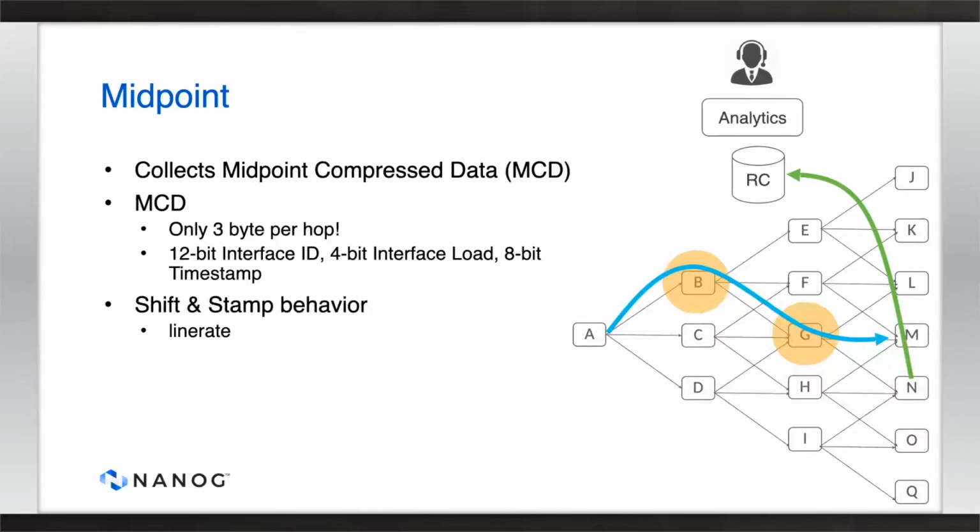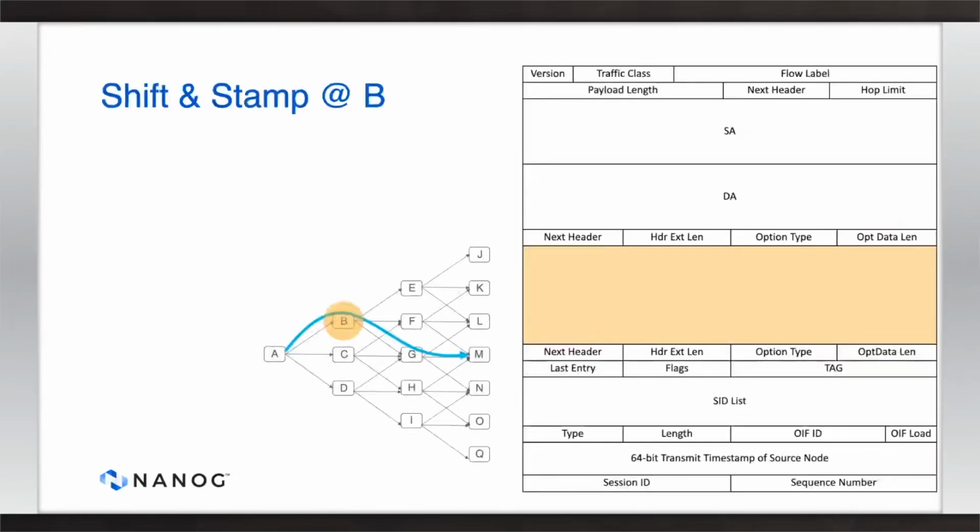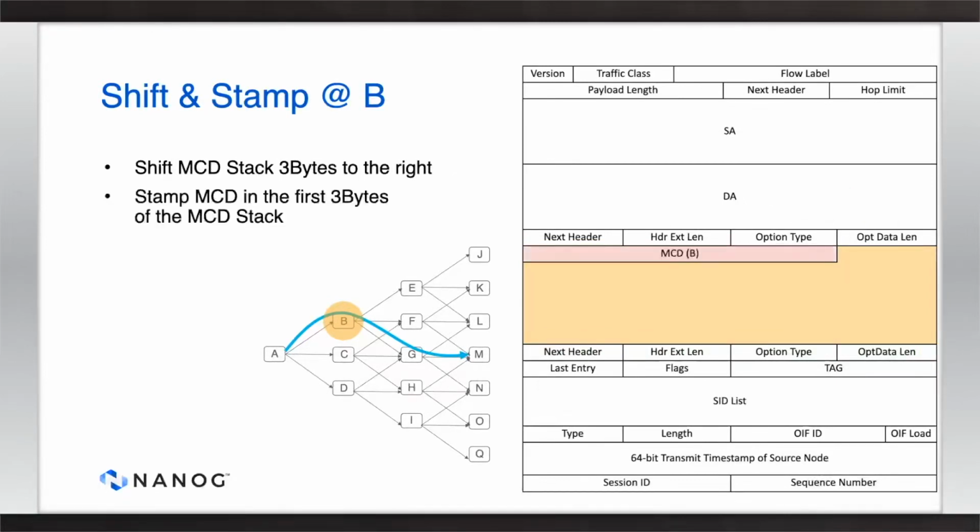And remember, as you said before, the goal is hardware friendly: shift and stamp behavior at line rate. So everything here will be done at line rate. And then we have shift and stamp at B. So this is the MCD section under the hop-by-hop header. And as I said before, everything is a fixed offset. So we're going to move 3 bytes to the right. Right? We're going to stamp MCD in the first 3 bytes.